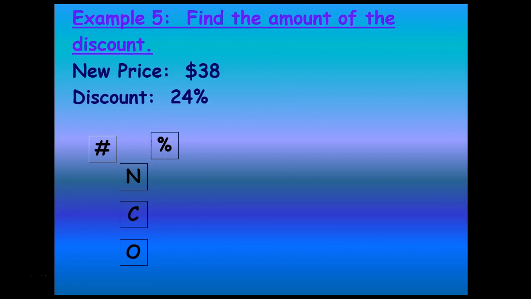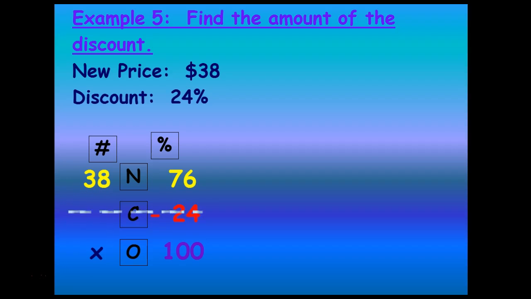In example 5, we are now asked to find the amount of the discount. So we're going to start off the exact same way. We're going to start with that 100 on the right side of our percent NCO chart. And since it's a discount, we're subtracting 24 from 100, and our answer is going to be 76. We are given the new price. We're still going to find the original first. So our variable will go to the left side of the O because we're going to find the original, and we were given the new price of $38.